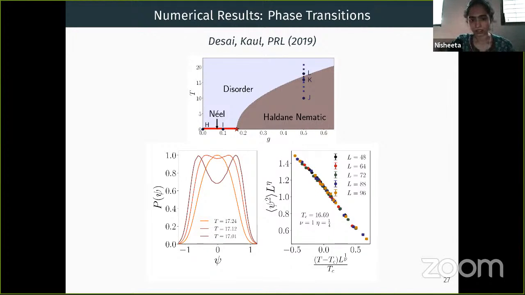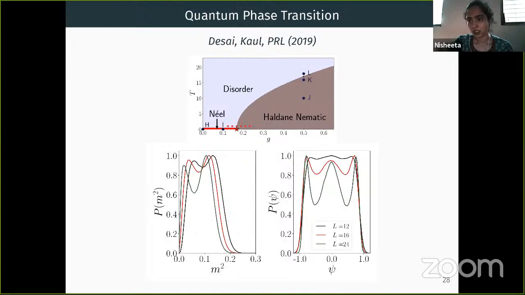From these histograms, at least, there's no evidence of a first order transition. We also see that the order parameter shows a very nice scaling collapse along this transition, and the scaling collapse is at Ising critical exponents. So that is another confirmation that this is a Z2 symmetry breaking phase, as we expected.